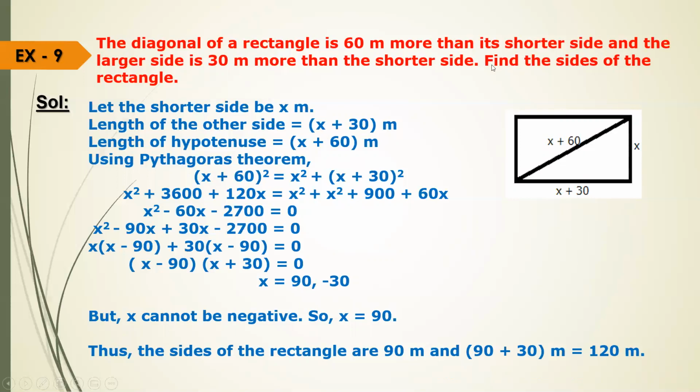In the question, they are asking only the sides of the rectangle. This hypotenuse is not the side of the rectangle. Side of the rectangle are x and x plus 30. So our answers are 90 and 90 plus 30, that is 120. Have a look once again. I am going to take the last example.